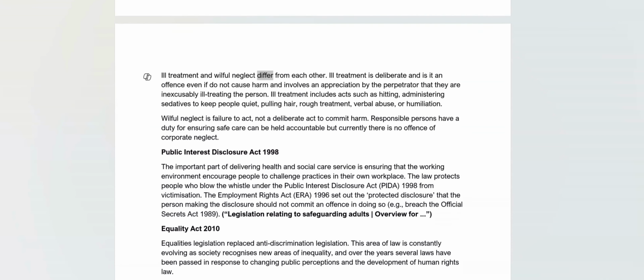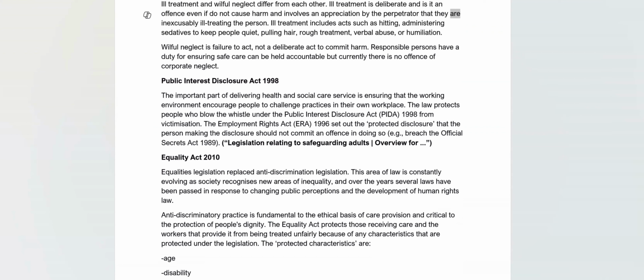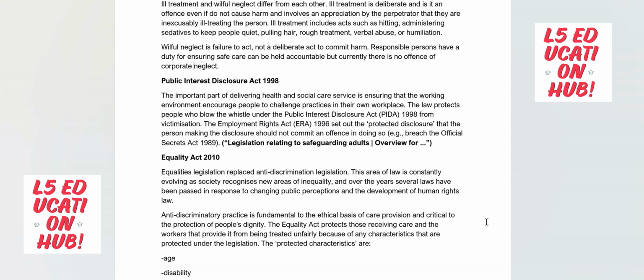Ill-treatment and willful neglect differ from each other. Ill-treatment is deliberate and is an offence even if it does not cause harm, and involves an appreciation by the perpetrator that they are inexcusably ill-treating the person. Ill-treatment includes acts such as hitting, administering sedatives to keep people quiet, pulling hair, rough treatment, verbal abuse, or humiliation. Willful neglect is failure to act, not a deliberate act to commit harm. Responsible persons have a duty for ensuring safe care and can be held accountable, but currently there is no offence of corporate neglect.